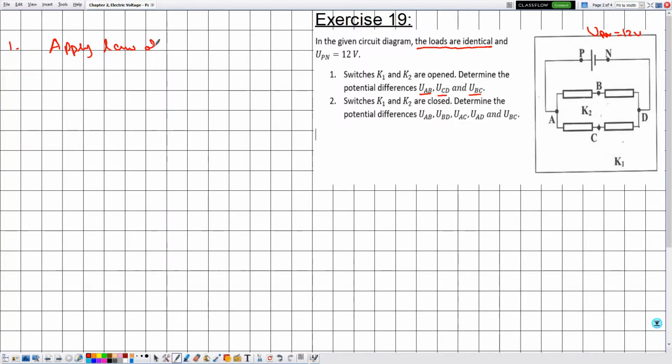So apply the law of addition of voltages. In this case, we are interested in determining UAD. So going from A to P, plus P to N, and N back to D, knowing that UAP is equal to 0, and the reason is given by a connecting wire.